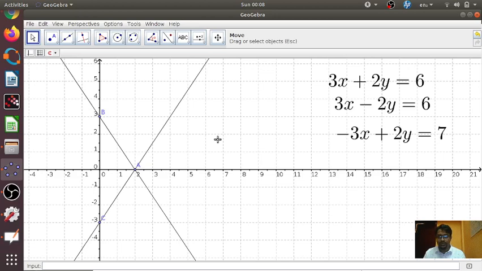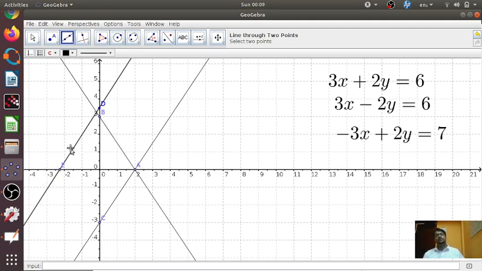Okay, so it passes through 7/2. 7/2 means 3.5, so somewhere here is 3.5, and minus 2.33 is maybe somewhere here. Okay, so that is the straight line.